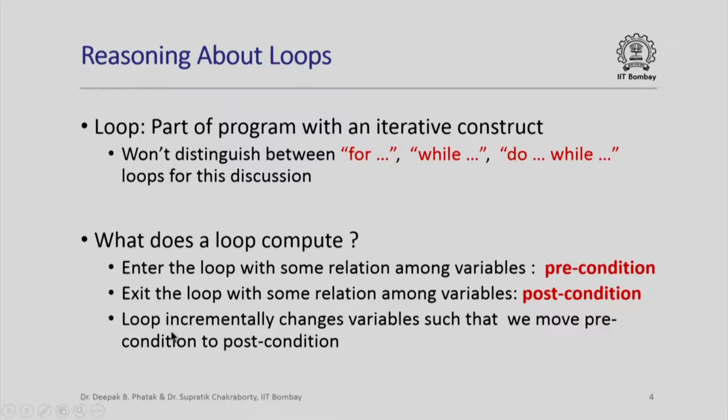And what the loop effectively does is incrementally change, in each iteration, the values of various program variables such that we move from a state of the program where the precondition is satisfied to a state of the program where the post condition is satisfied. Remember, the precondition and post condition are simply relations among various variables of the program prior to the loop being executed and immediately after the loop being executed.